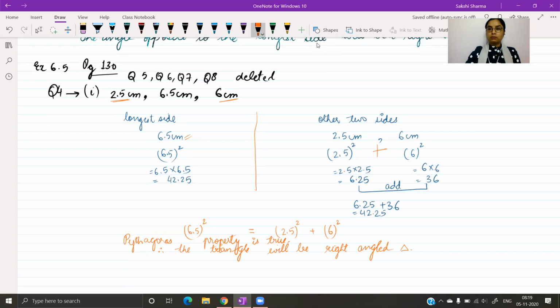And if the answers match, the square of the longest side, जो आपने सेपरेट करके जिसका स्क्वायर निकाला है, उसका आंसर मैच होना चाहिए इस साइड के साथ, जहां पे हम बाकी दोनों साइड्स के स्क्वायर्स को प्लस कर रहे हैं. अगर ये मैच हो जाएंगे तो हम बोलेंगे हमारा जो ट्रायंगल होगा वो राइट ट्रायंगल होगा.